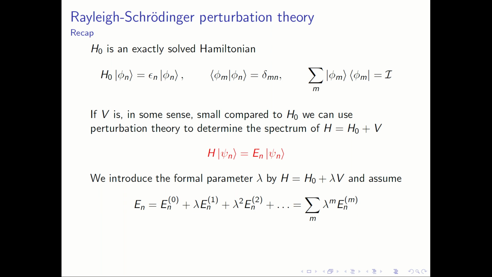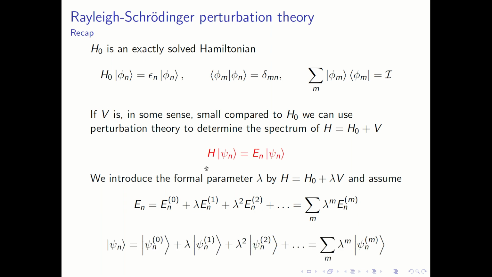as well as the energy eigenkets psi n, can be expanded in power series of this parameter lambda. So, En is En0, which is the 0th order term, plus lambda En1. En1 is the first order correction, and so on. Similarly, psi n, the eigenket, can be written down as psi n0 plus lambda psi n1, and so on. And psi n1, psi n2, etc. are the first order, second order corrections to the eigenket psi n0.